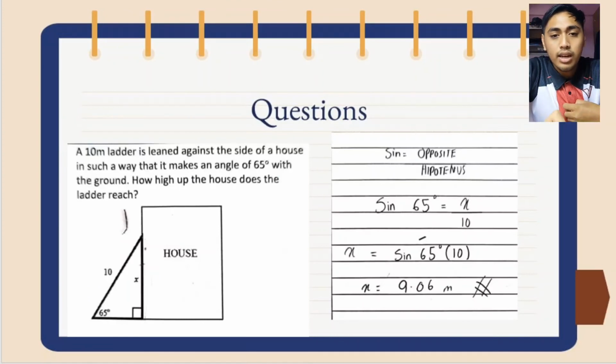So with the hypotenuse and the opposite, the most suitable formula to use in this question is sin equals opposite per hypotenuse. Then you can write sin 65 equals x divided by 10, so x equals sin 65 multiplied by 10. When you calculate it, you get x equal to 9.06 meters, and that's the answer. So that's all the questions of this topic of trigonometry, and I will pass the next presentation to Muhammad Haikal bin Zulkiffli.